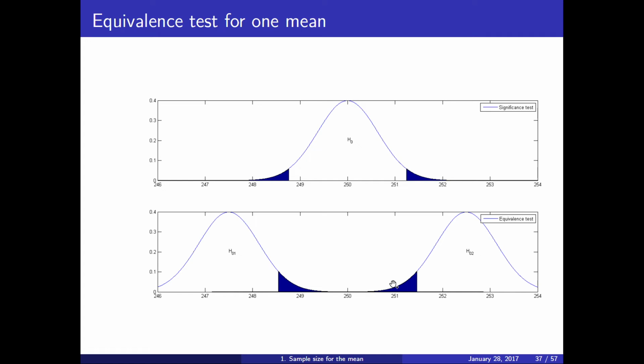So now we have two hypotheses to test, and if we reject the first hypothesis and we reject the second one, then what we have to accept is that the new machine is working at 250, with a mean of 250, with this tolerance of delta.